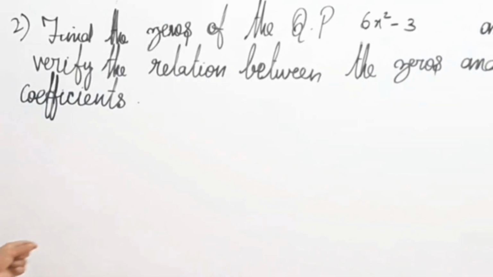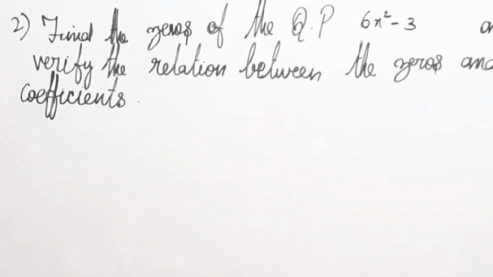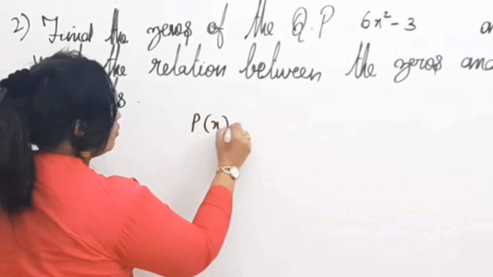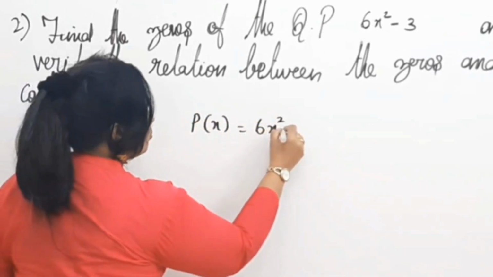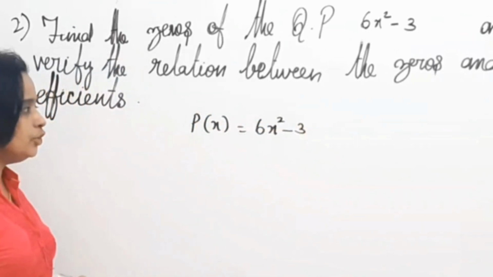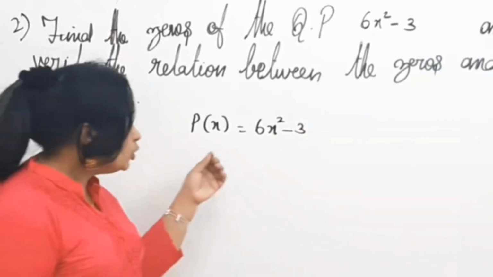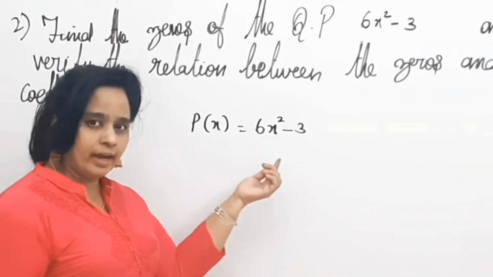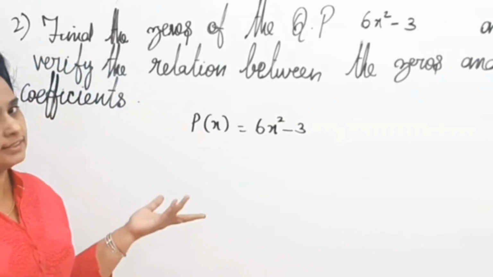Children, we move on to the second question. It says: find the zeros of the quadratic polynomial 6x square minus 3 and verify the relationship. Now, let me have my p of x equal to 6x square minus 3. Children, you must have noted this is in the standard form where the coefficient of x is 0.